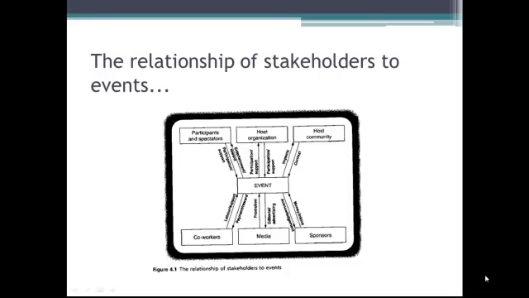Okay, so now having thought about who the stakeholders are for your event, what we're going to do is look at some of the relationships of those stakeholders. And this is a diagram that's meant to illustrate. So it looks, for example, at participants and spectators of the event, the host organisation and its community, but also co-workers, the media and the sponsors, and all those kind of incoming and outcoming expectations that feed into the event.